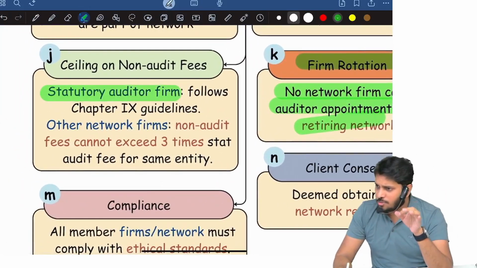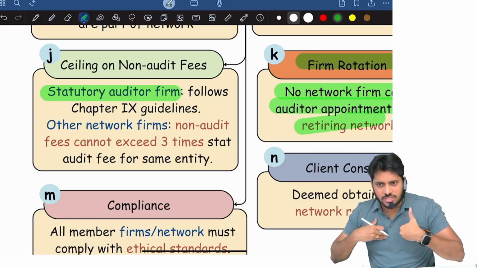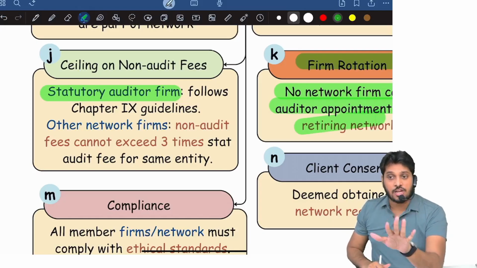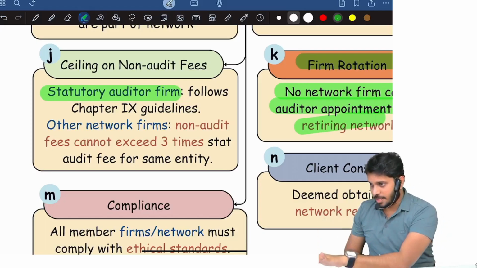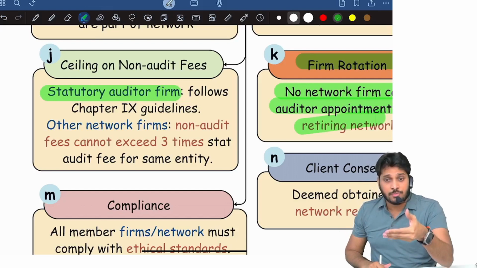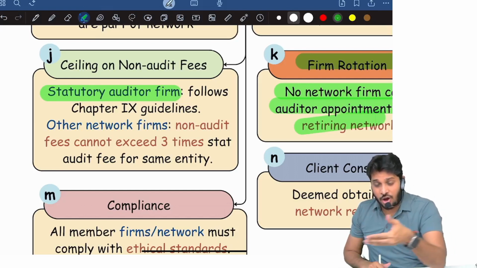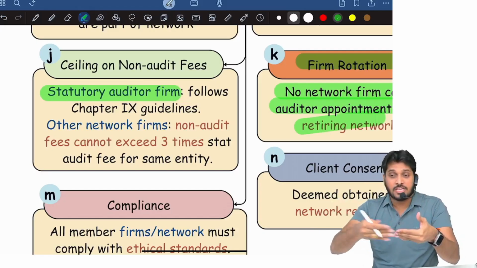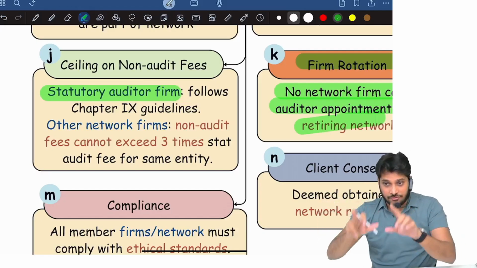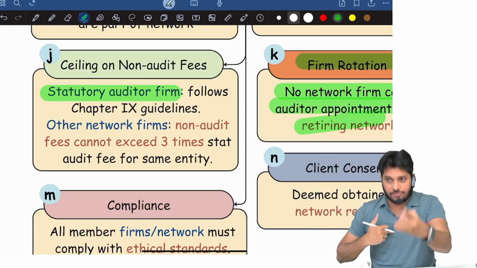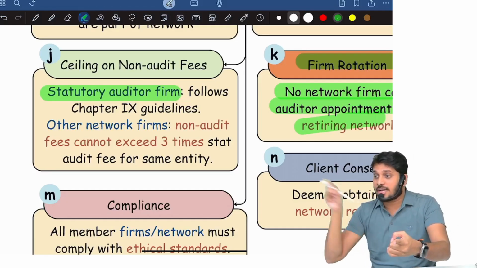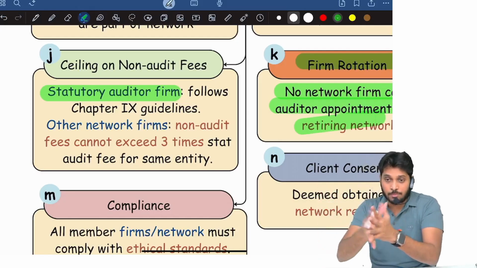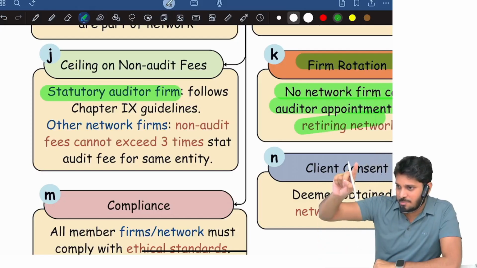Now coming to fees, how much fees can a network firm charge? How much can the statutory audit firm charge for other services? We know fees for other services shall not be more than fees for audit. In other words, audit fees must be more than or equal to fees for other services, or fees for other services shall not exceed the statutory audit fee. Fees for other services include the fees for non-audit services charged by the firm plus associate companies, such as management consulting companies. Both put together, the multiplier is 1x.